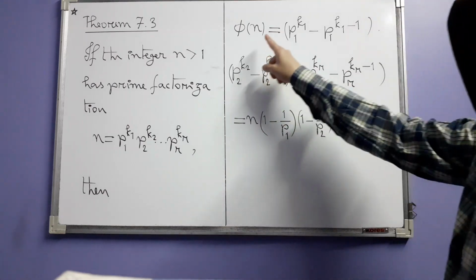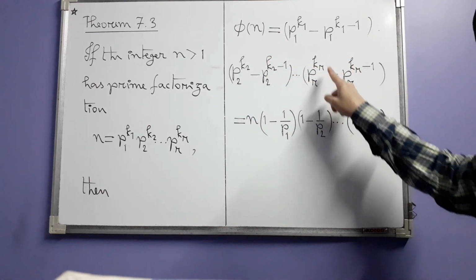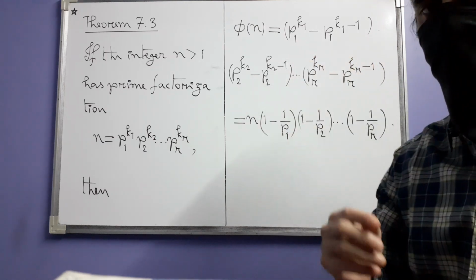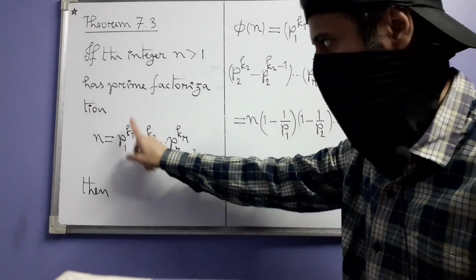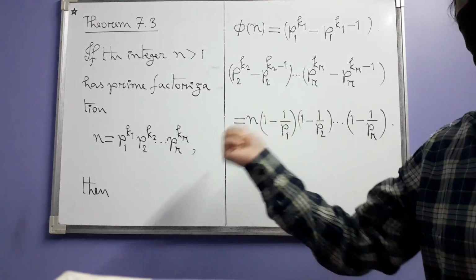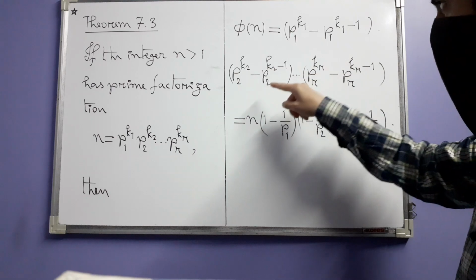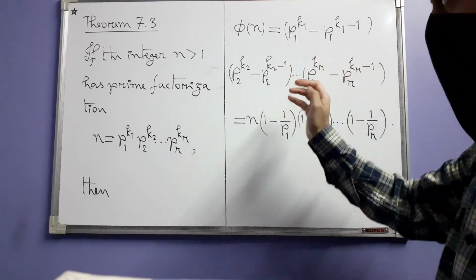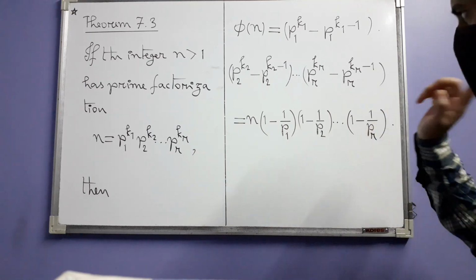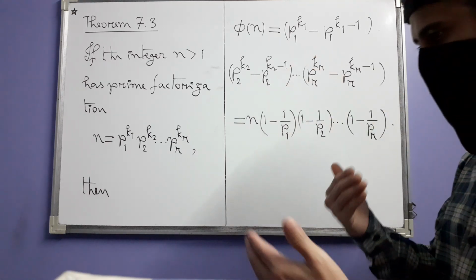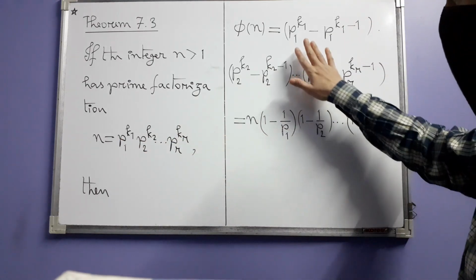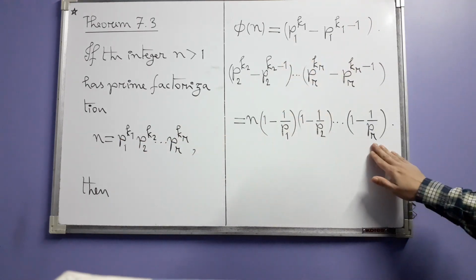Then phi of n is this product, where you can clearly see that this factor is nothing but phi of p1 to the power k1. This one is phi of p2 to the power k2 and so on. From these factors, if you take these powers out, then inside you are left with these things. But when you combine those powers outside, you get n. So that's why in place of this product, you can also write this.